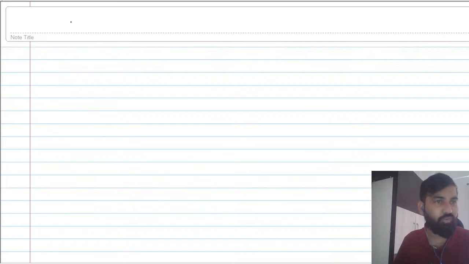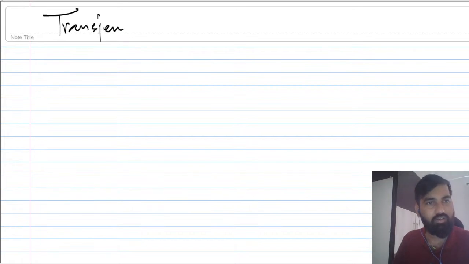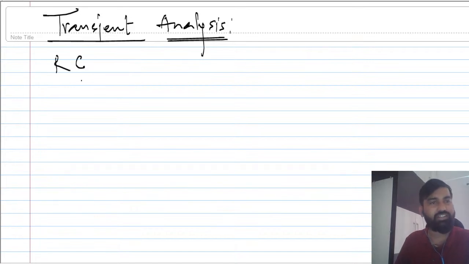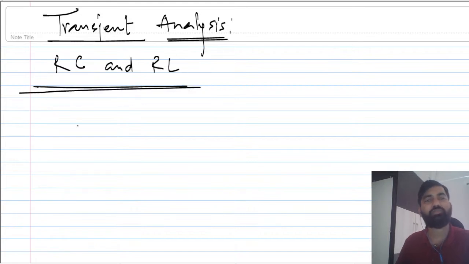In this session, what I'm going to talk about is transient analysis basically. We will try to understand what the meaning of analysis is here, and what we want to analyze. We will take circuits like RC circuits and RL circuits. These two circuits I'm going to talk about, and how to analyze them. That is the main objective of this session.